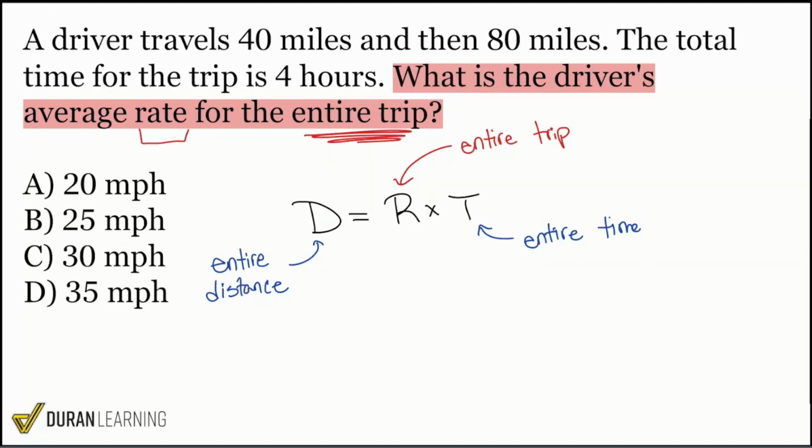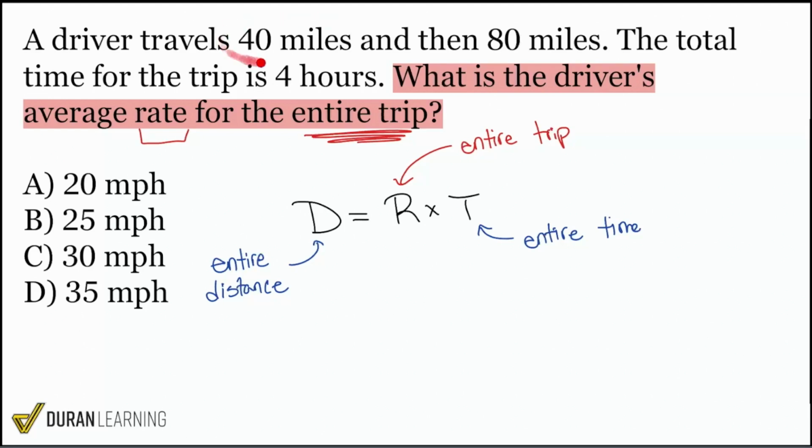Everybody, which one are we going to plug in for the distance? Should we plug in the 40 miles or the 80 miles? Which one should we plug in? Yeah, exactly. It has to be both because context matters. Again, we want the distance for the entire trip. It says the driver travels 40 miles and then 80 miles. So we have to add these two values together because we want the entire trip.